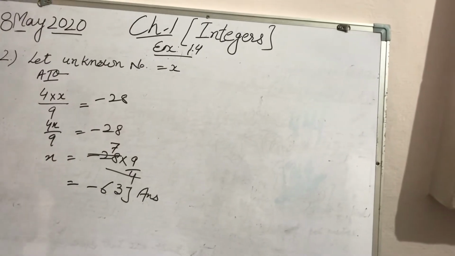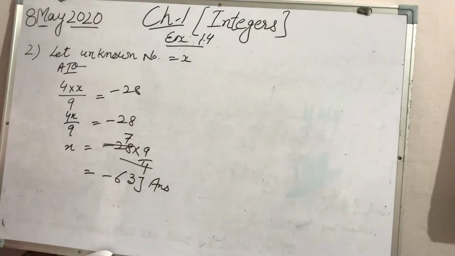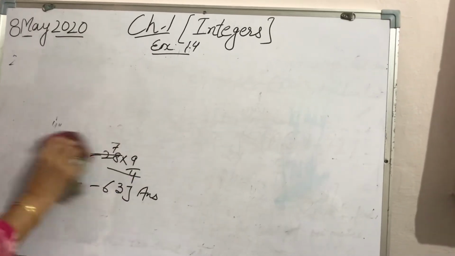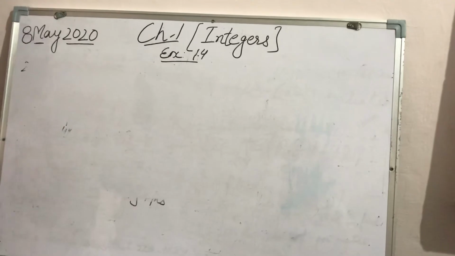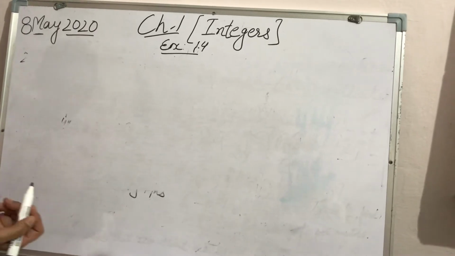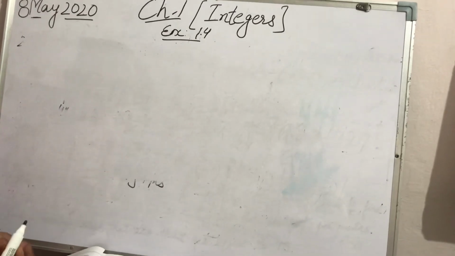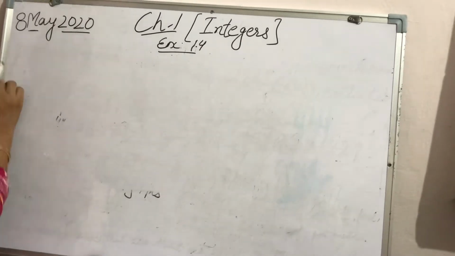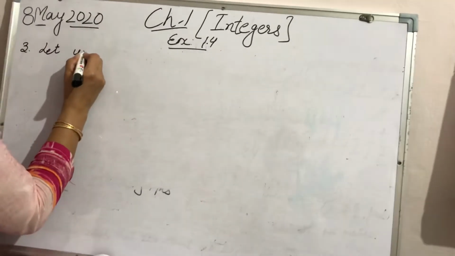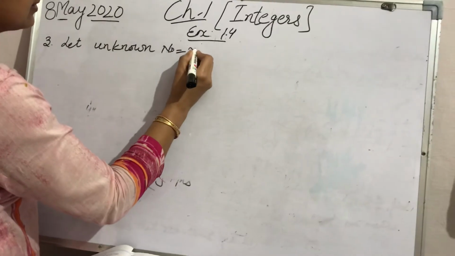So next we are going to start the third question. Again listen to the statement carefully. If the quotient obtained on dividing an integer by minus 9 is minus 8, find the integer. Simple. So let the unknown integer, unknown number, be x.